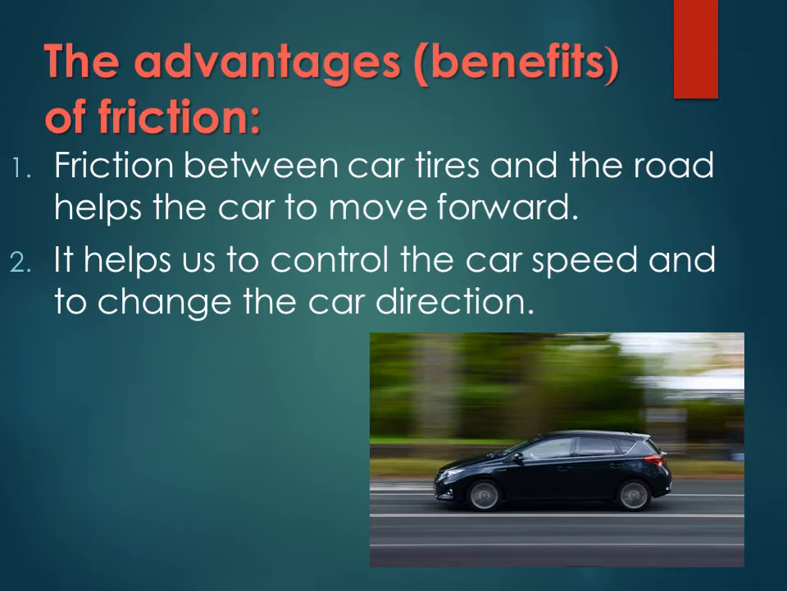The second one is friction helps us to control the car speed and to change the car direction. يعني because of the friction the car can change its speed، السبيد بتاعتها تقدر تتغير and also change its direction. Without friction the car will not be able to do that.